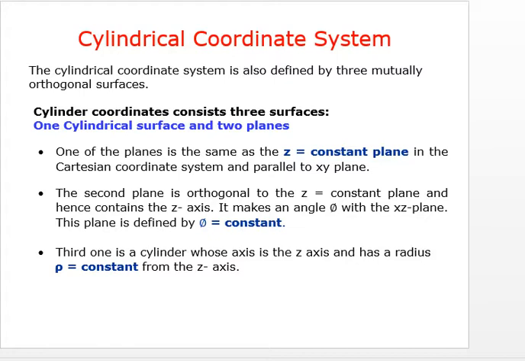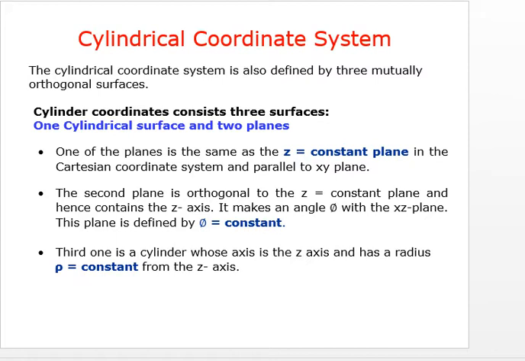The surfaces used to define the cylindrical coordinate system are of 3 types. First one is the z constant plane, which is parallel to the xy plane, and the second is the phi constant plane. Third is the rho constant plane. Guys, again we explain the 3 planes in the cylindrical coordinate system.